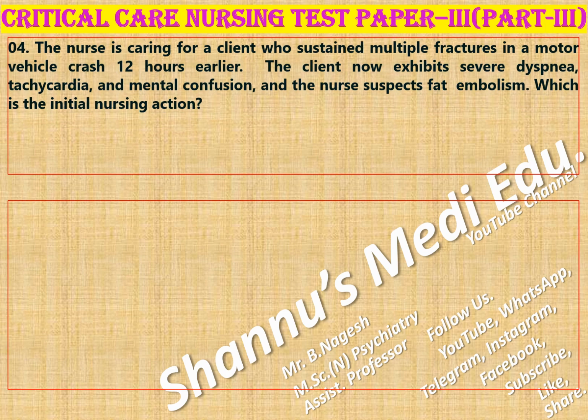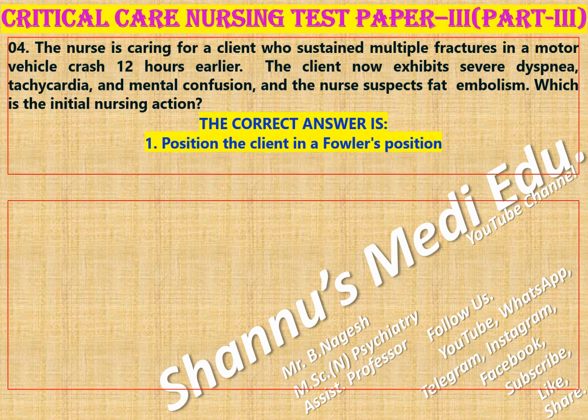The fourth question: the nurse is caring for a client who sustained multiple fractures in a motor vehicle crash 12 hours earlier. The client now exhibits severe dyspnea, tachycardia and mental confusion, and the nurse suspects fat embolism. Which is the initial nursing action? The correct answer is to position the client in a sitting position.